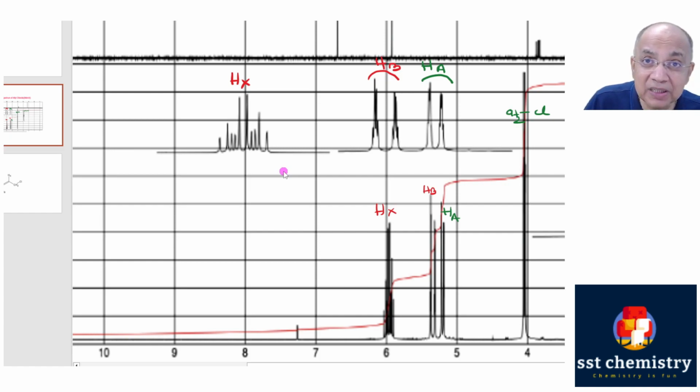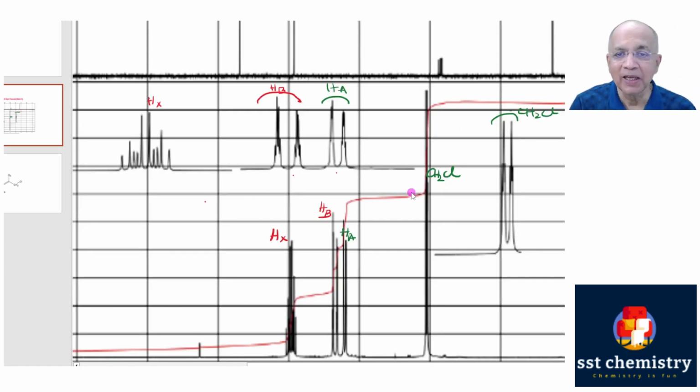Doublet of doublets of triplets. That has been turned into a 10-line pattern. I will explain to you why. And this peak is the CH2 peak, which doesn't appear anything significant if you look at the original peak. But once you look at the expansion, you find it is a DT, doublet of triplets.